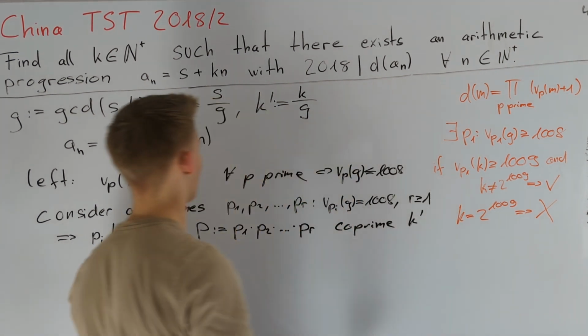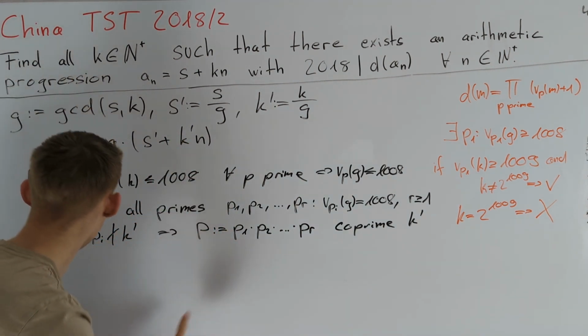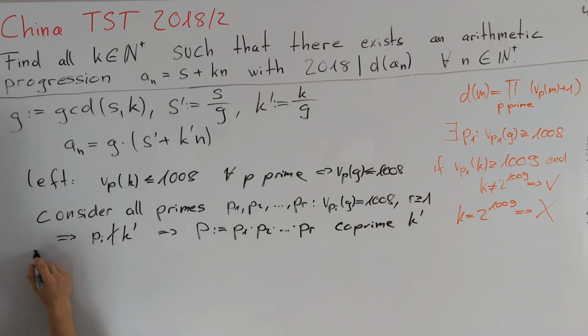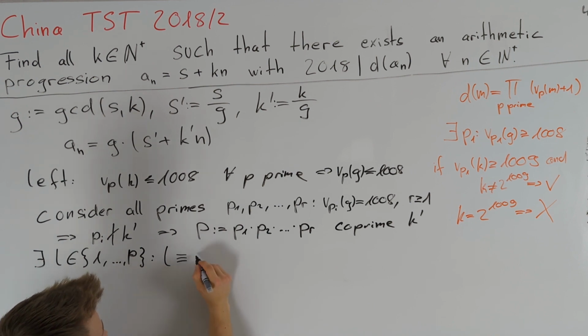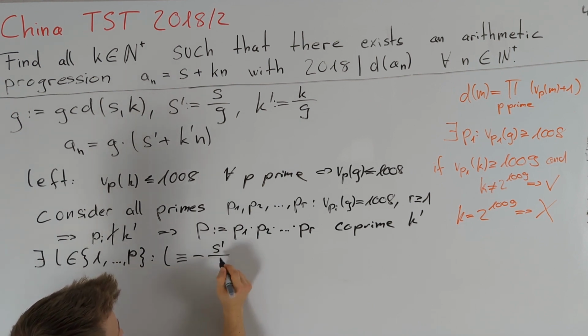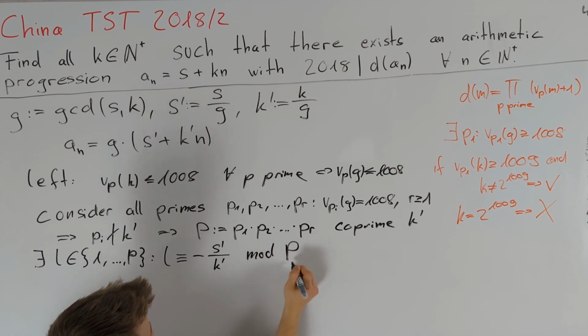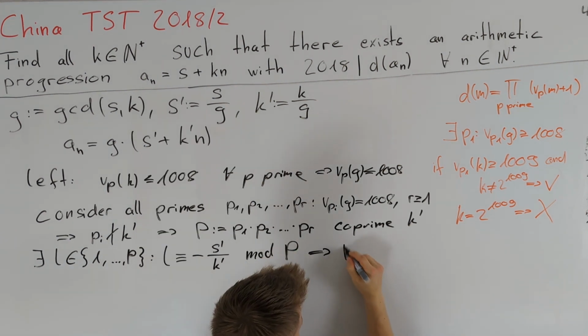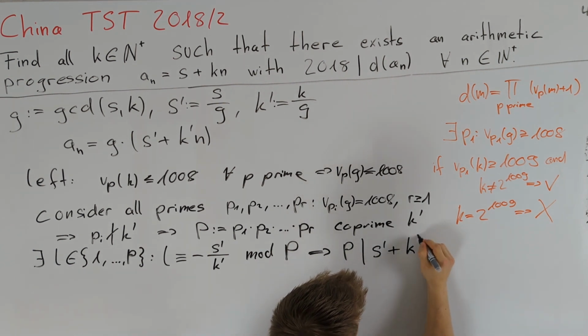This means that there exists a multiplicative inverse of k prime modulo capital P, and therefore we know that there exists some L in the set from 1 up to capital P such that L is congruent to minus s prime divided by k prime modulo P. That implies capital P divides s prime plus k prime L.